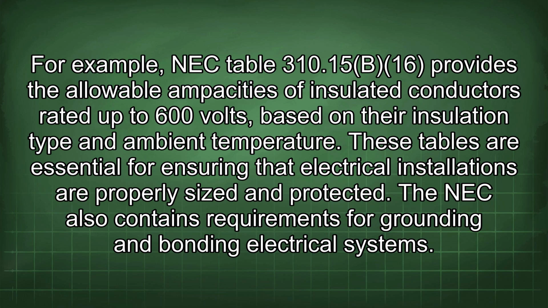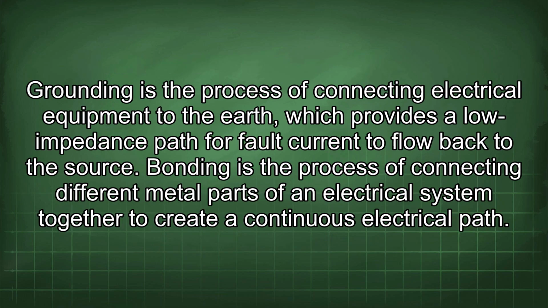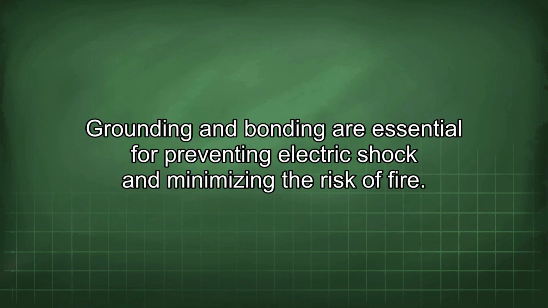The NEC also contains requirements for grounding and bonding electrical systems. Grounding is the process of connecting electrical equipment to the earth, which provides a low impedance path for fault current to flow back to the source. Bonding is the process of connecting different metal parts of an electrical system together to create a continuous electrical path. Grounding and bonding are essential for preventing electric shock and minimizing the risk of fire.